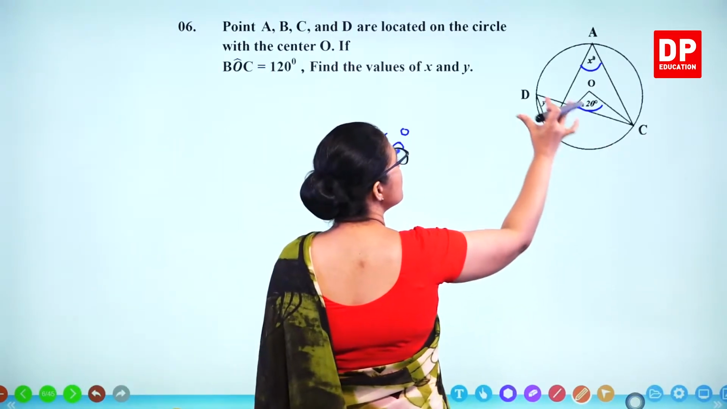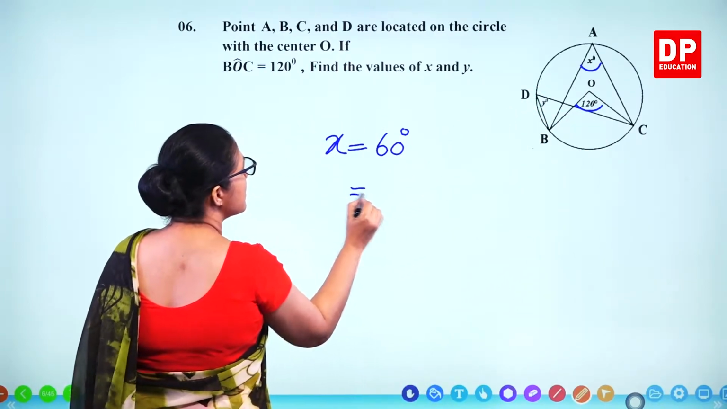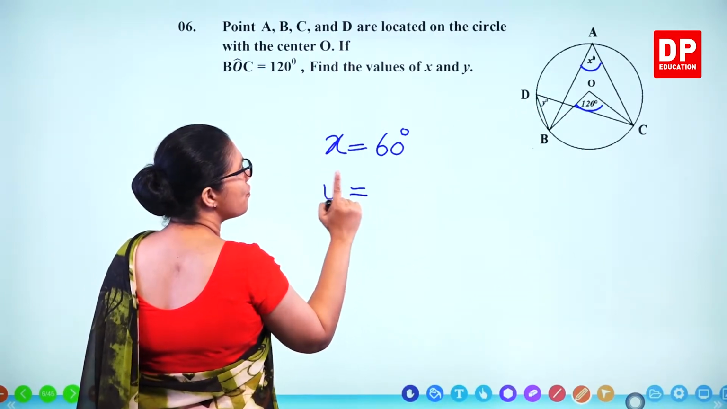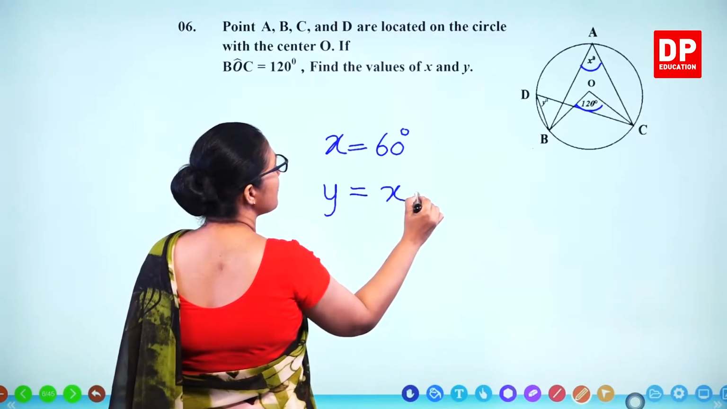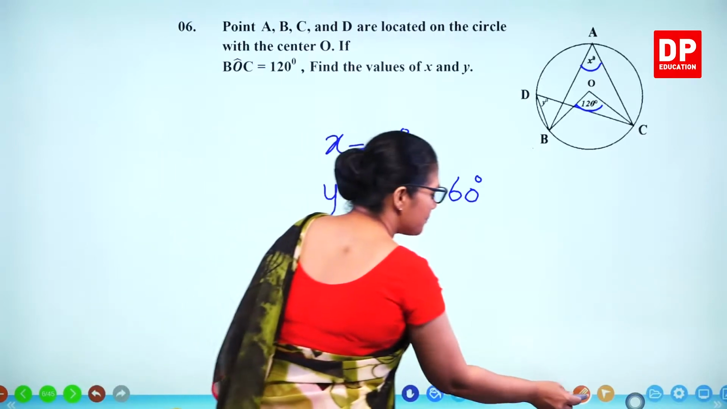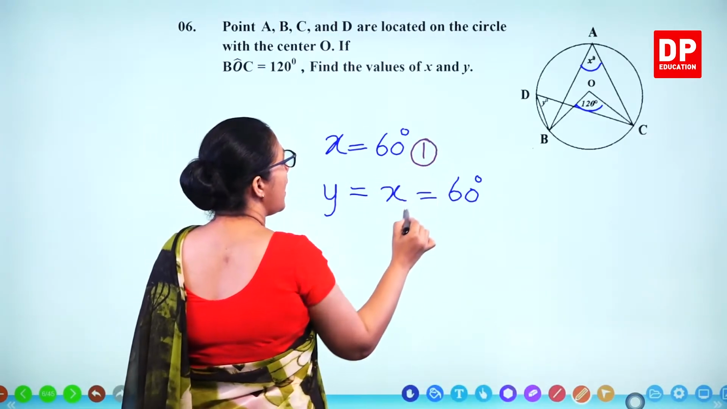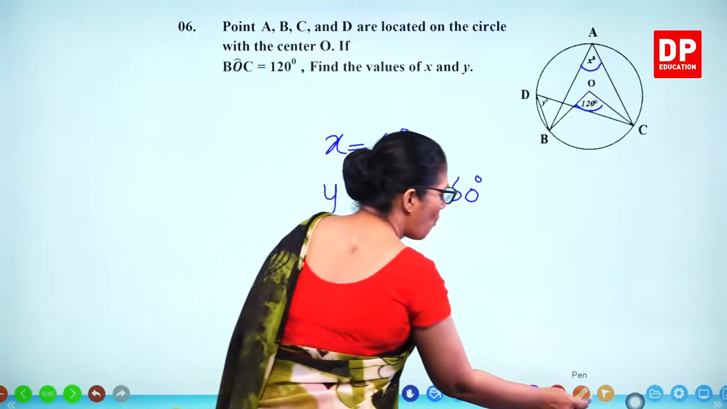And then what can you say about y? Same segment angles. So y and x both are equal. That's 60 degrees as well. So finding both x and y, 2 marks. 1 mark for x and 1 mark for y value.